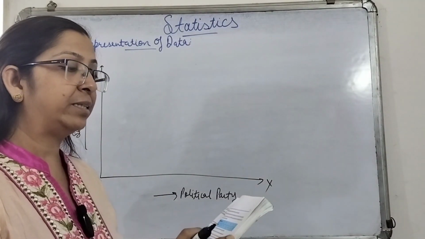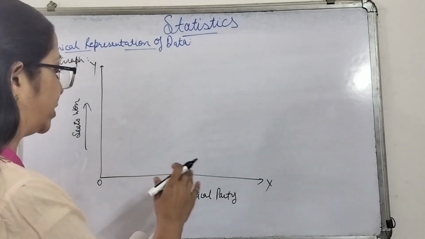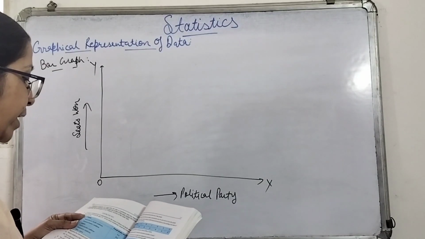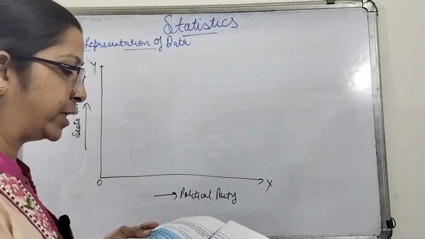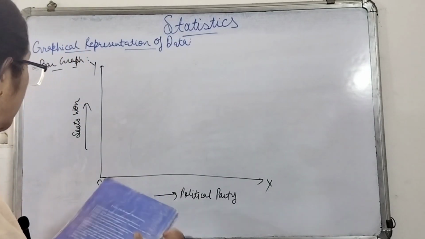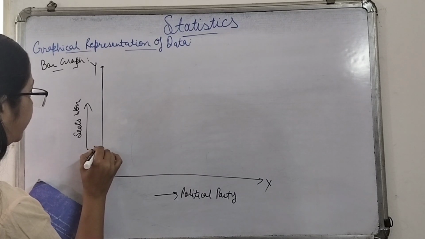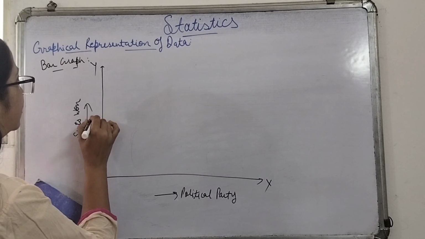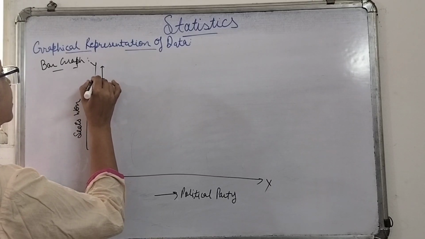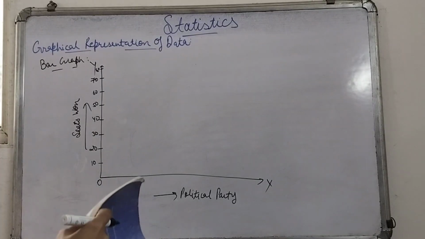We'll be representing these parties using bars of equal width, and the spacing between the bars will even be equal. Scale we can take as per our convenience. So the minimum value of the seats won is 10, and maximum it goes till 75. So we'll be starting from here 0, then 10, 20, 30, 40, 50, 60, 70, 80. Like this we'll be representing the values on the y-axis.